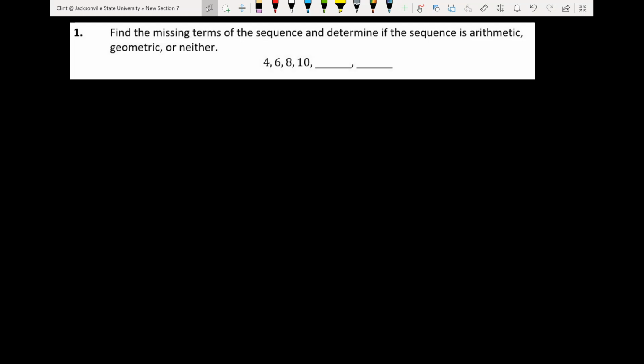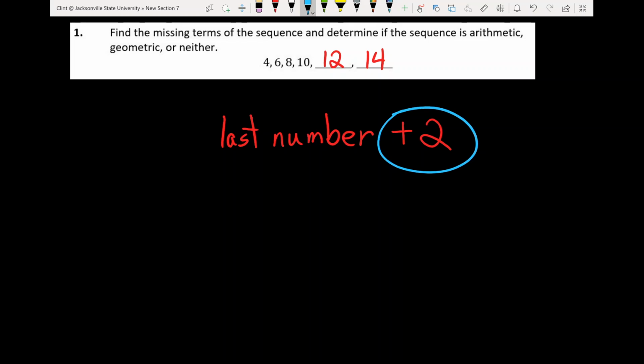So if we look at this one, we got 4, 6, 8, 10. What's our rule here? It looks like we're going to take our last number and then add 2, plus 2. So this will be 12. This will be 14. And since we are adding some number over and over to get the next number in our sequence, that means that this is an arithmetic sequence.